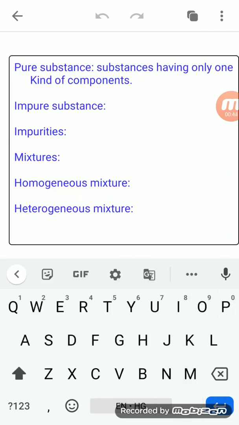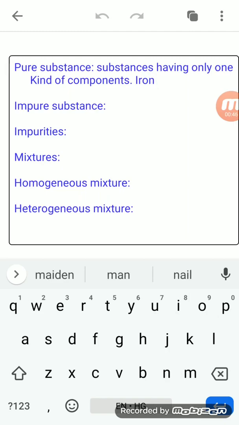Some examples of pure substances are iron or copper. You see that iron, copper, salt or water are substances having the constituent particle of their own, only one type of particle. Like iron is having the iron particle only, and that's why iron is a pure substance.